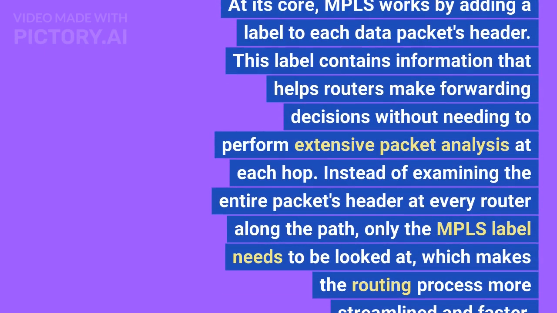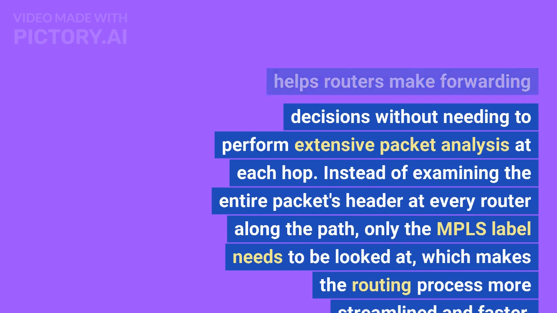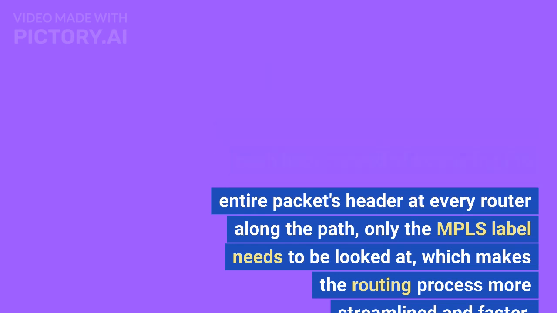At its core, MPLS works by adding a label to each data packet's header. This label contains information that helps routers make forwarding decisions without needing to perform extensive packet analysis at each hop. Instead of examining the entire packet's header at every router along the path, only the MPLS label needs to be looked at, which makes the routing process more streamlined and faster.